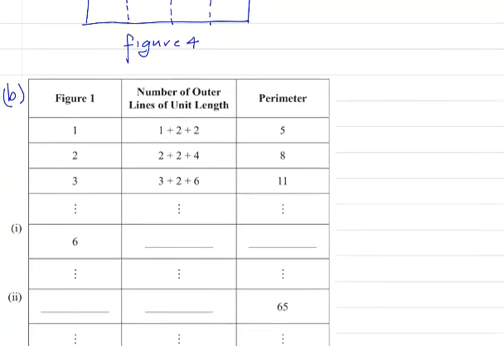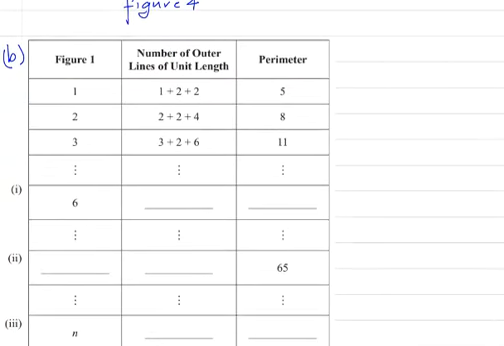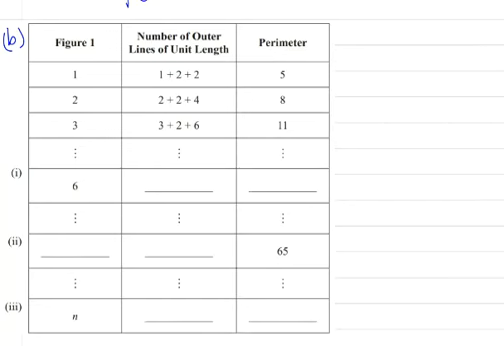Alright, so first of all, we're to study the pattern of numbers. We notice here we have figure number 1, 2, and 3. And where it says number of outer lines of unit length, the first digit is consistent with the figure number, so 1, 2, and 3. The second digit seems always to be a 2, and the third digit is the figure number multiplied by 2. And the perimeter seems at all times to be increasing by 3.